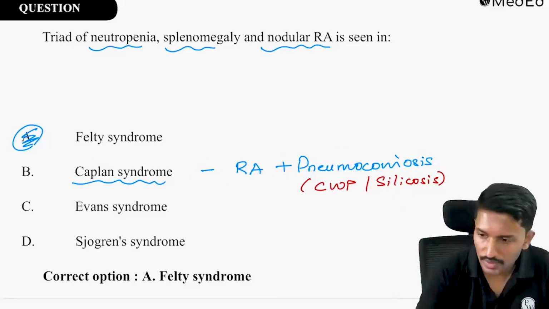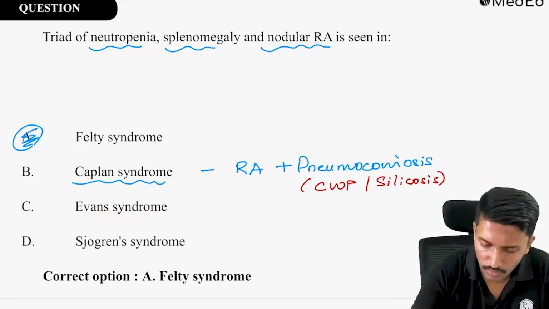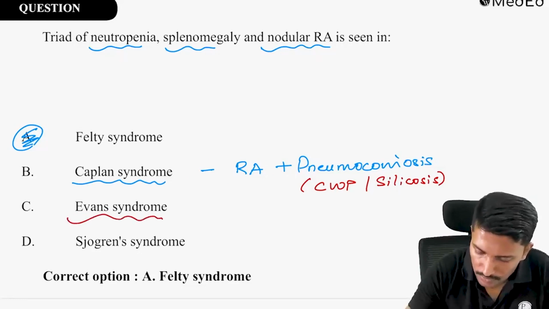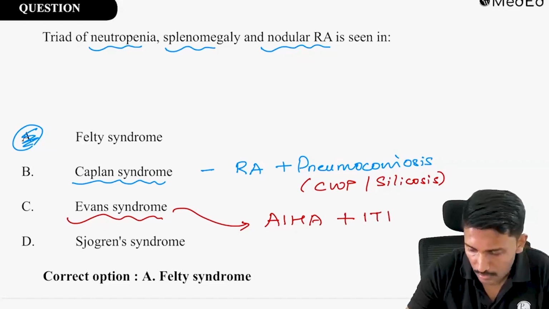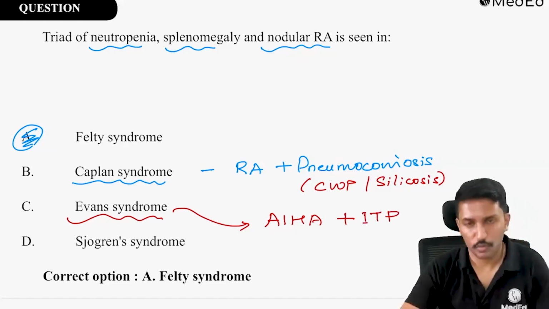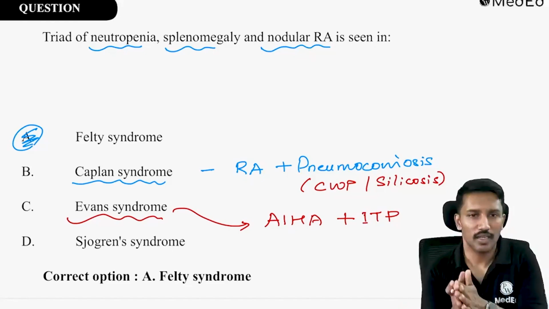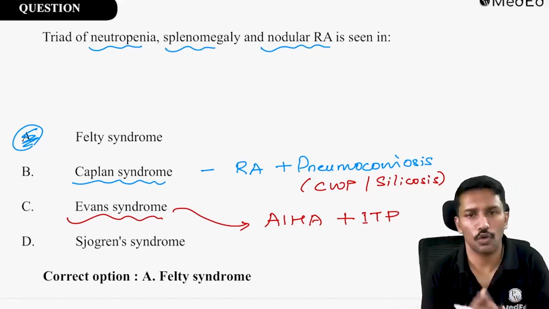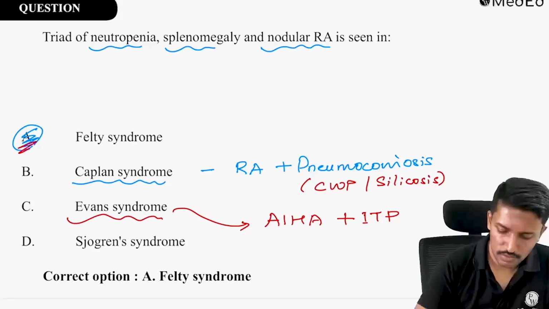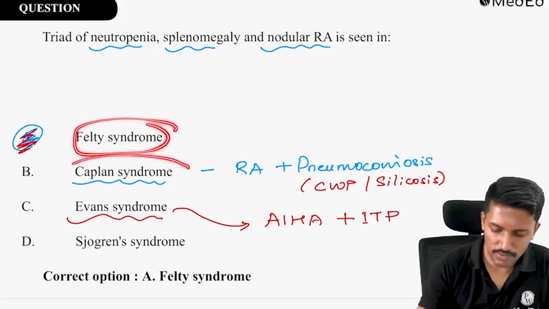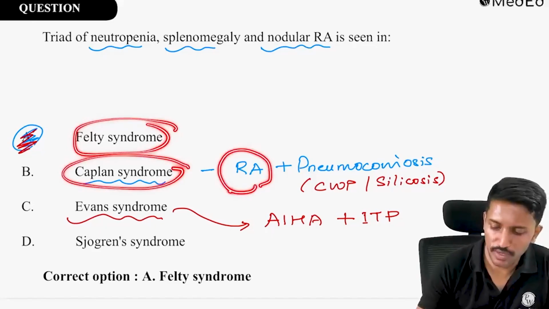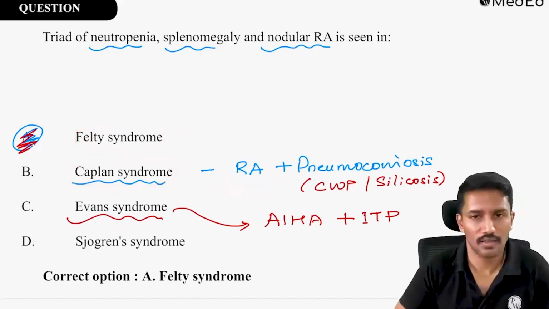The next thing is Evans syndrome. Now, what is Evans syndrome? Evans syndrome is where you have a combination of autoimmune hemolytic anemia plus ITP, immune thrombocytopenic purpura. So if you have a combination of AIHA plus ITP, that is Evans syndrome. Sjogren's syndrome, all of you know, right? So the answer for this would be option A. Most of the time students confuse between Felty syndrome and Kaplan syndrome because both of them have rheumatoid arthritis.